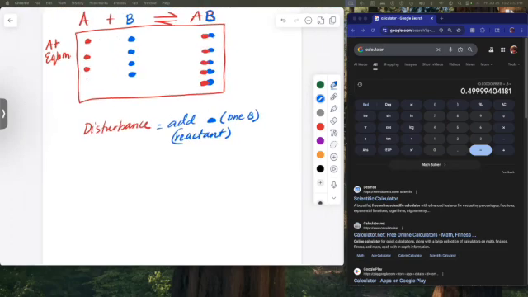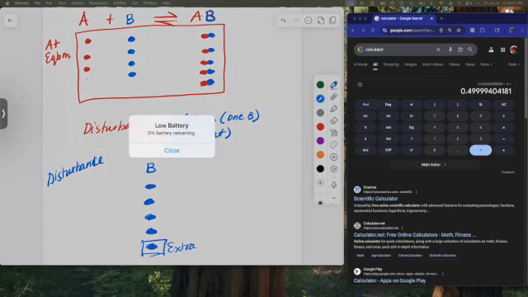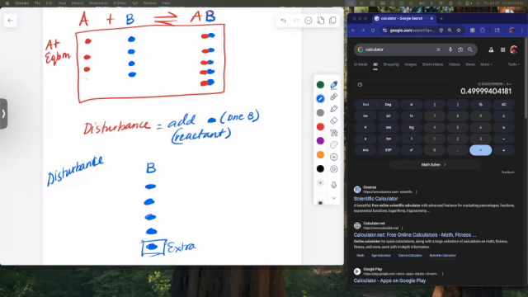So this is where I started. This is at equilibrium, and this is the disturbance. In my disturbance, I only changed B. B went from 1, 2, 3, 4 into having a fifth one. So this is the extra. I haven't done anything with my product. I hope it doesn't die. Let me hurry up.